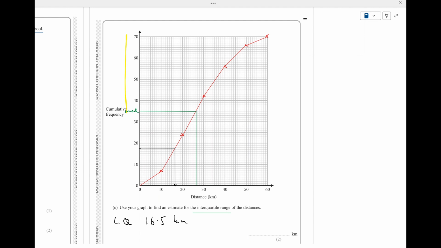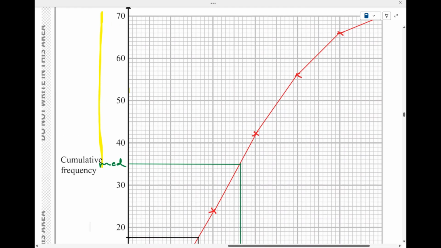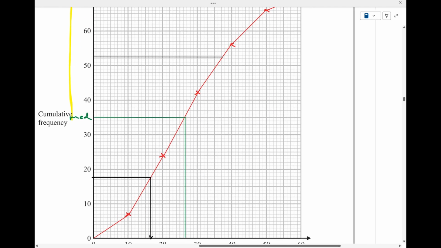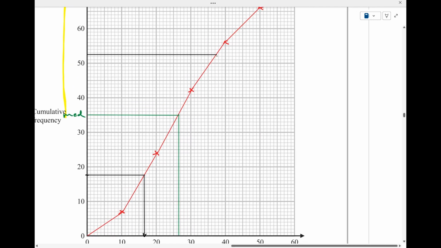Now the upper quartile is going to be halfway between the 35 and the 70. So I'm going to do 35 plus half of 35. So 35 plus 17.5. So it's going to be the 52.5 person. So let's go up to the 52.5. Here we are. Let's draw a straight line with a ruler from there, hit the line, and then we're going to draw a straight line down here.